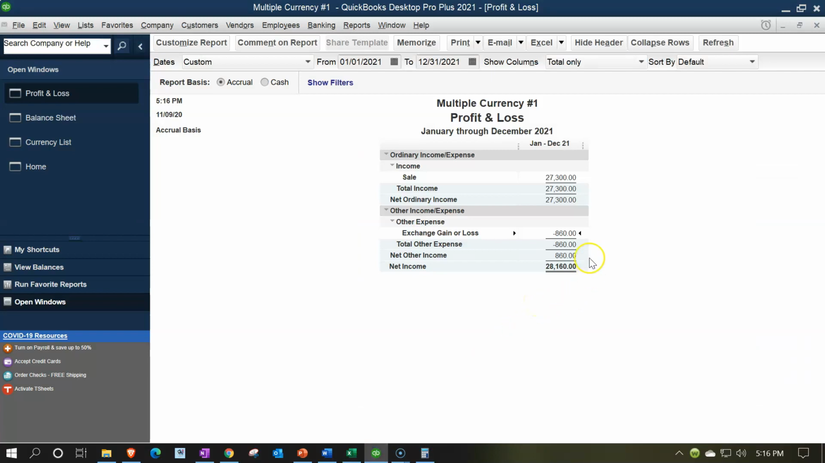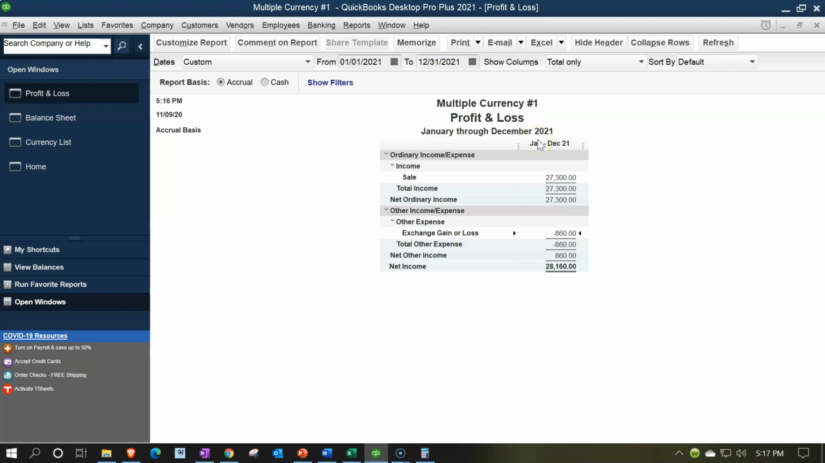So now what we have here then on the income statement is the correct basically change or gain related to the foreign currency transaction. And that's as of the cutoff date, which is going to be December 31st. So it's included in this year.